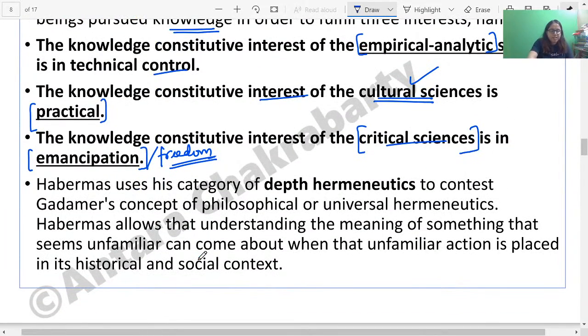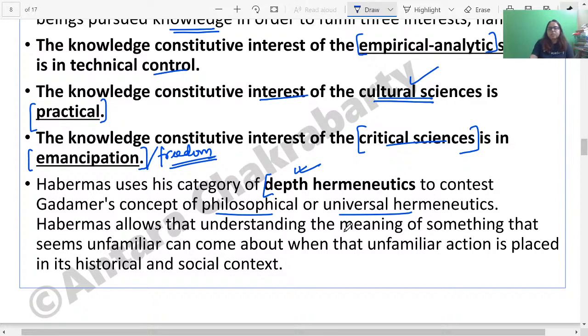Now, the second concept that we see here is that about depth hermeneutics. What is this depth hermeneutics? You have to understand in detail. Okay. Now, depth hermeneutics is to contest Gadamer's concept of philosophical या फिर universal hermeneutics. Habermas का depth hermeneutics का जो concept है, it is exactly opposite to that of universal hermeneutics का topic given by Gadamer. यहाँ पे Habermas क्या बोल रहे हैं?